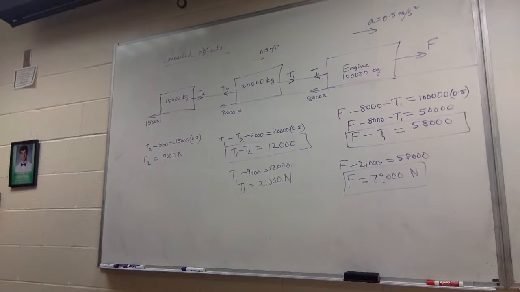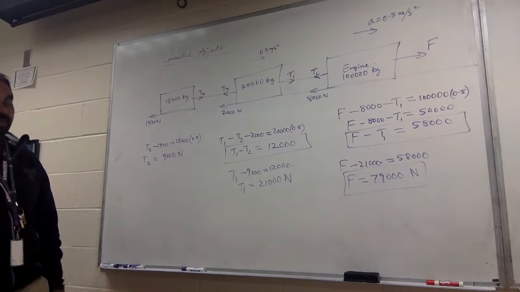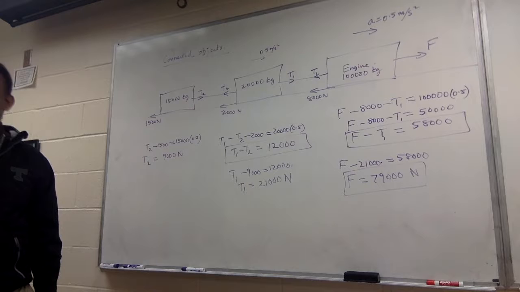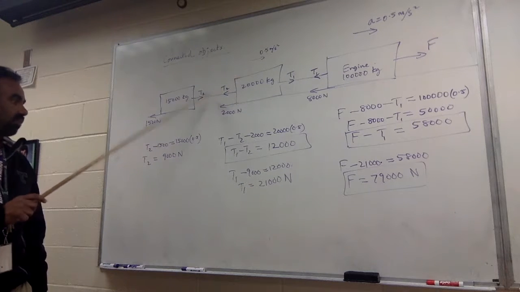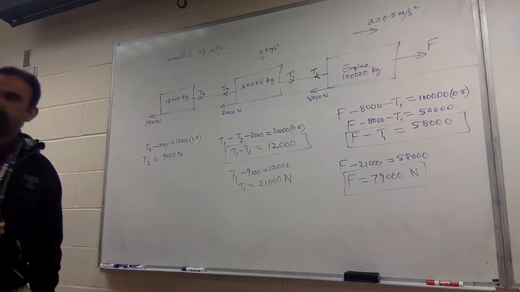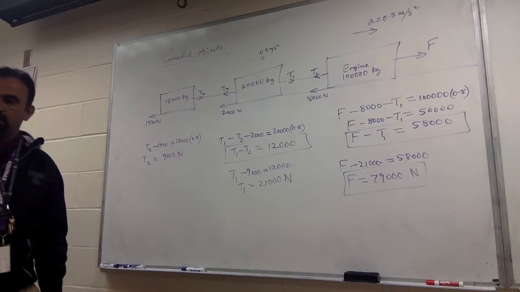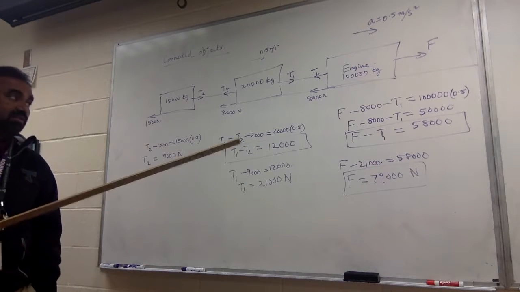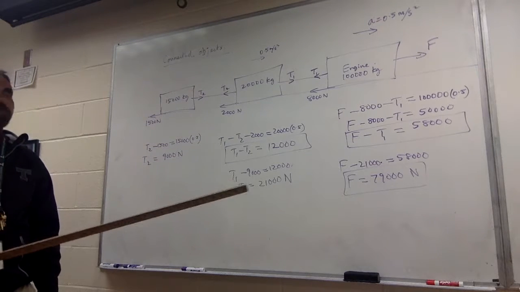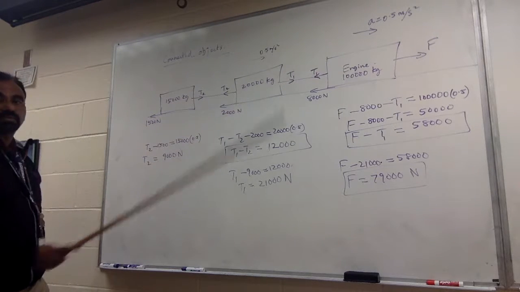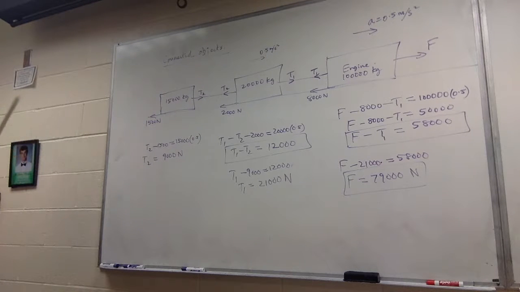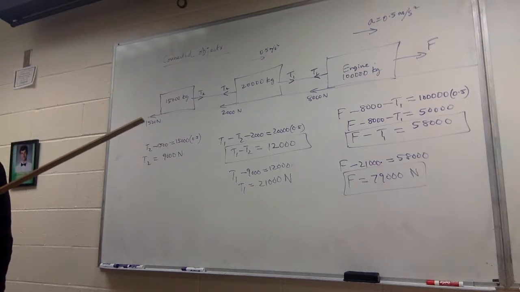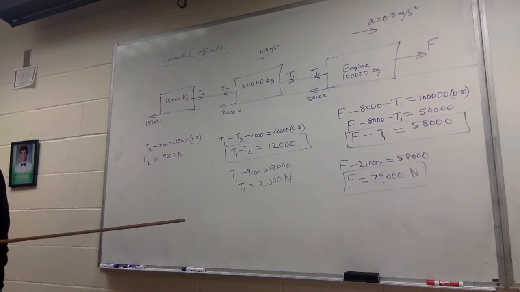So the driving force that takes it forward at an acceleration of 0.5 meters per second square is 79,000. And we have discovered the tensions in the links also. Now, what is one thing that you can clearly see? Engine, first compartment, second, third, fourth. You can have many, right? In a train, you can have so many compartments.